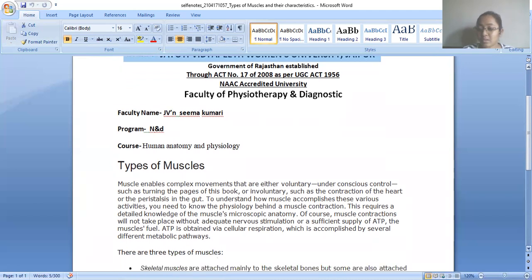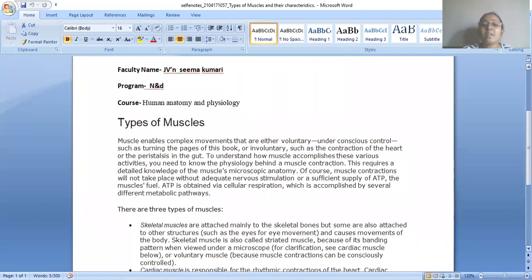We know that for energy, respiration is required, which is accomplished by various metabolic pathways: the glycogenic pathway, glycolysis, conversion of glycogen into pyruvic acid, then lactic acid. These are the pathways by which ATP is released, like the anaerobic and aerobic cycle. I have already explained this, and we will read more in the next sessions.